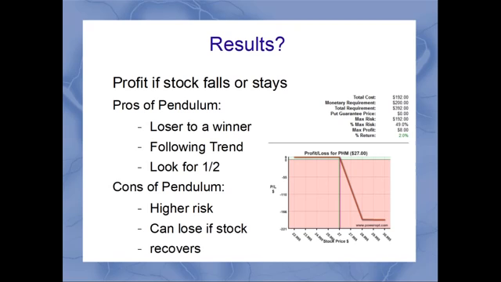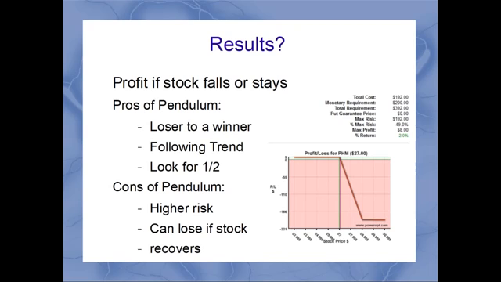The pros of the pendulum adjustment: you turn a loser into a winner because you're following the trend that's weakness. Again, I'm still going to look for half of my initial return. Here it's close. Okay, it's 8 cents from 20 cents. It's close, but I'd like that again to be 9, 10, or 11 cents maximum profit using the pendulum adjustment. The cons of the pendulum adjustment: well, I can lose $1.92 now.